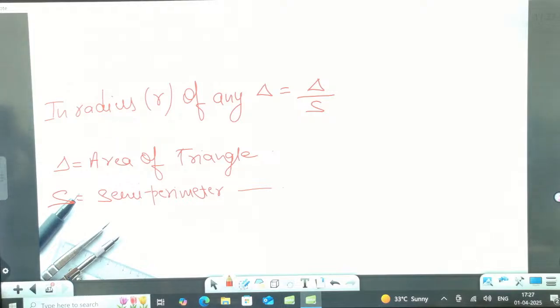Write one question based on it. The sides of a triangle are 3, 4 and 5 centimeter. Find the inradius of the triangle.